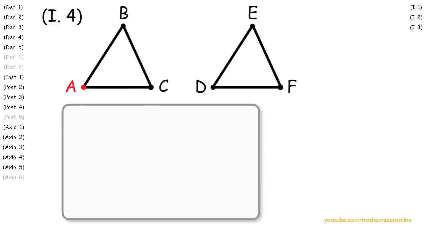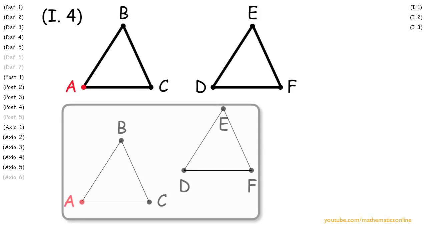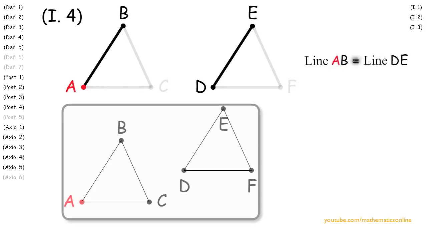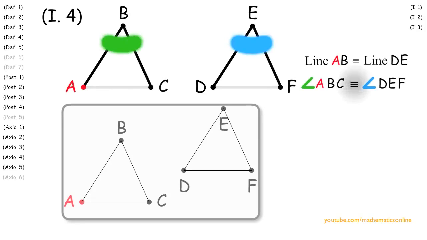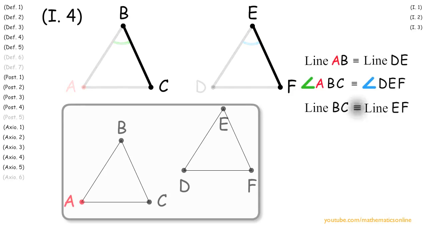So to begin proposition 4, we are given triangles ABC and DEF. We are also given that line AB is congruent to line DE, angle ABC is congruent to angle DEF, and line BC is congruent to line EF.